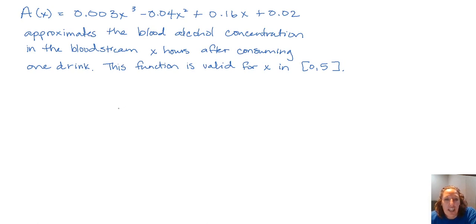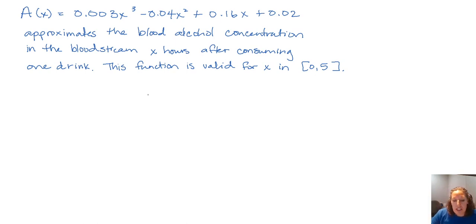Hello, in this video we're going to take a look at an application problem that involves finding where a function is increasing or decreasing. Alright, so we have the function A(x) = 0.003x³ − 0.04x² + 0.16x + 0.02. This function approximates the blood alcohol concentration in the bloodstream x hours after consuming one drink. This function is valid for x in the range from 0 to 5 hours.